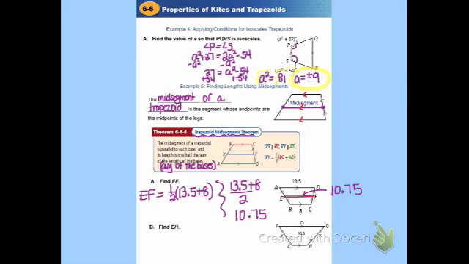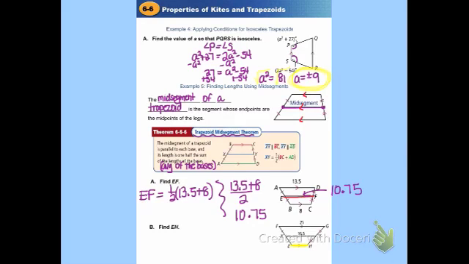Now what about in this next example? This time, they already gave us the mid-segment. They want us to find one of the bases. They want to know the length of base EH. Well, I could use this formula, the average of the bases, or 1/2 the sum of the bases, but I don't know one of the bases. So that's going to set up more complicated equations than I'd probably like to deal with.